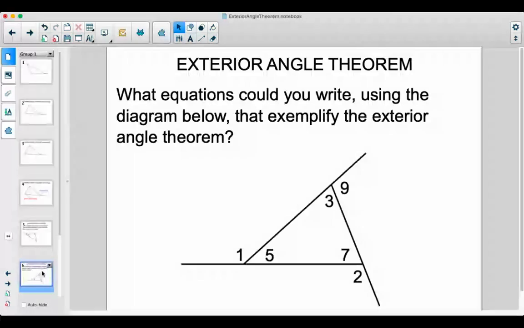All right, if I'm talking about 1 as being the exterior angle, it's equal to the sum of angles 3 and 7, because those are the two remote interior angles as compared to angle 1. If I was talking about the exterior angle, angle number 9, that would be equal to the sum of angles 5 plus 7, because those are the remote interior angles as regards to angle 9. If I was talking about exterior angle 2, that would be equal to the sum of angles 3 and 5, because those are the remote interior angles as they relate to exterior angle number 2. All right, let's see what you can do.